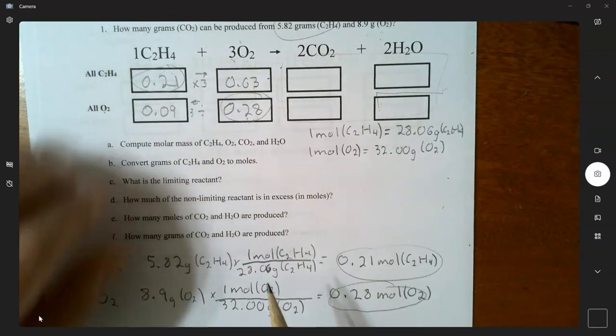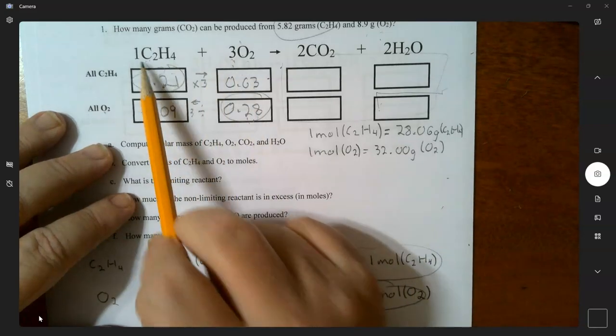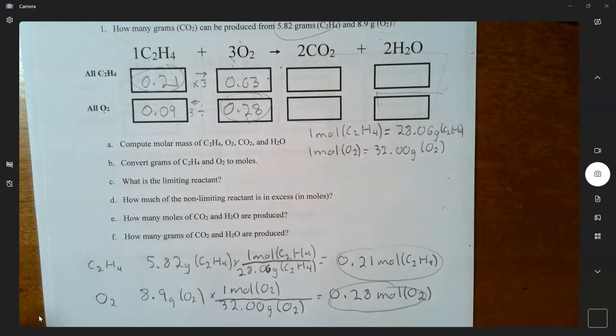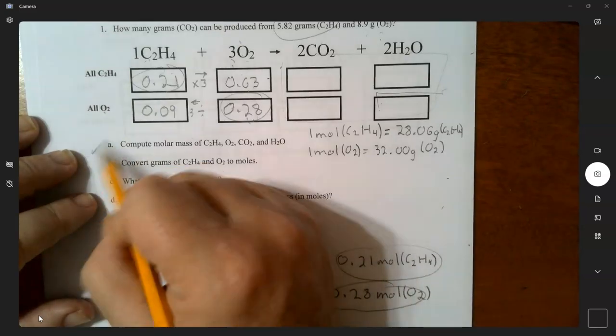Okay, so the way you check is at the end, this number is 3 times this number, and this number is 3 times this number. Just remember that way to check. Okay, now we're ready to start answering questions. Okay, so we've done A and B.